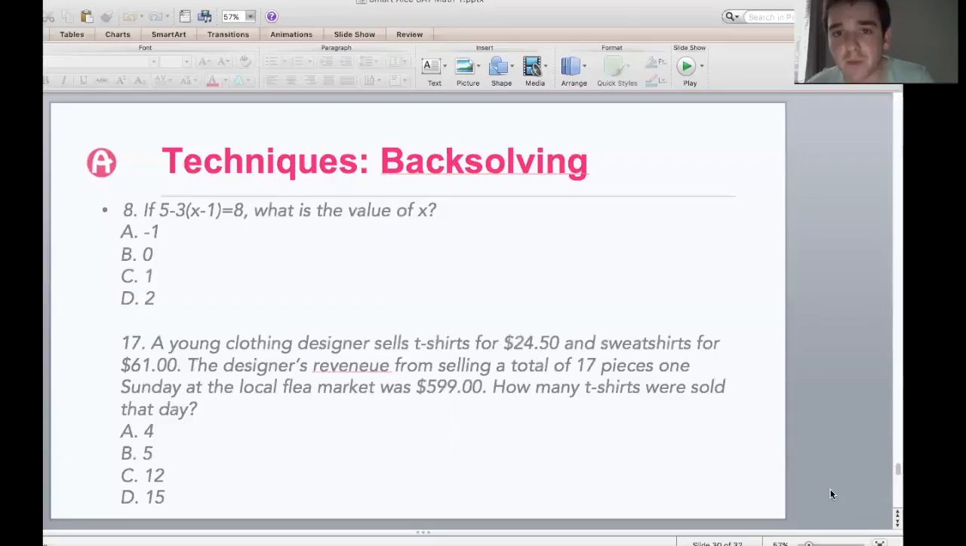I know I can eliminate 4 because that will only yield something smaller. So you try 12, you plug it in for 12 times 24.50 plus 5 times 61. And sure enough, that is the answer.